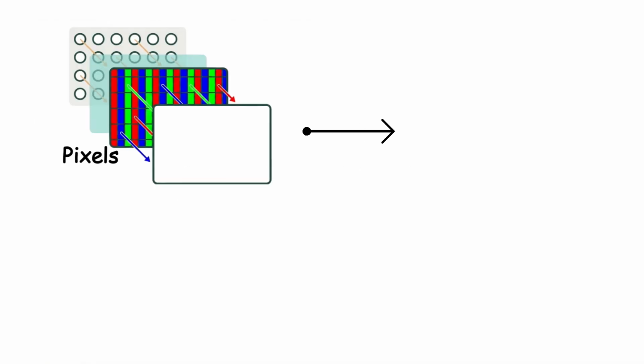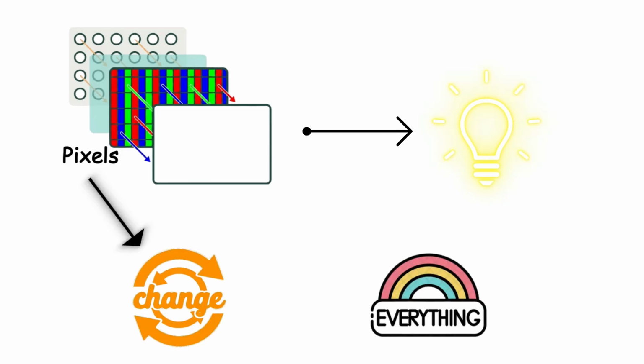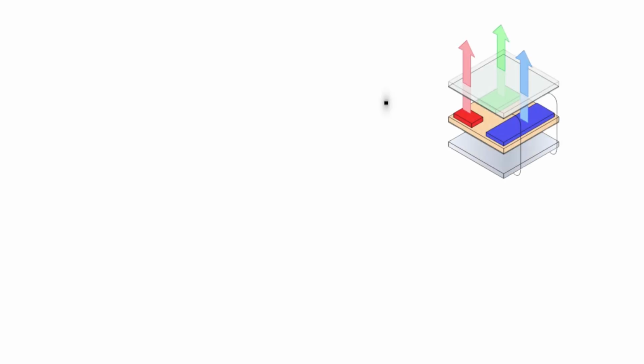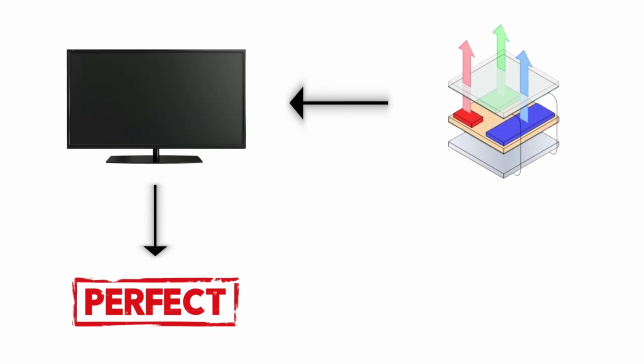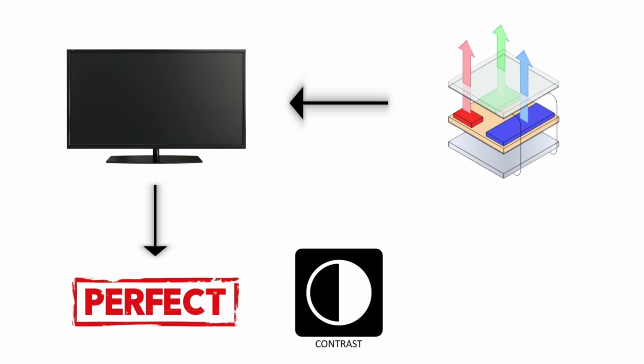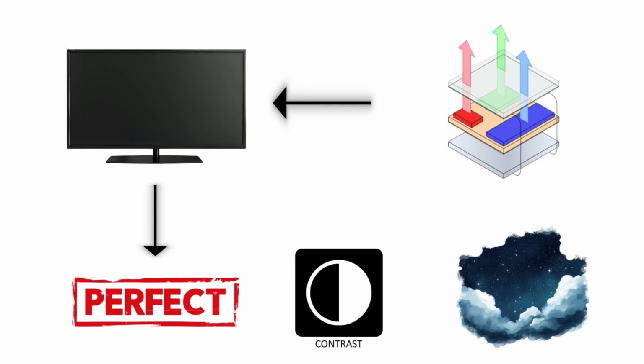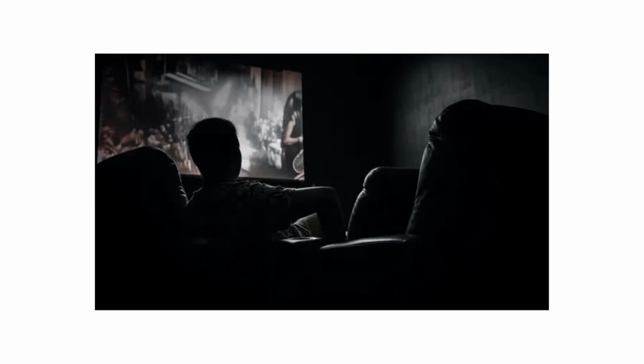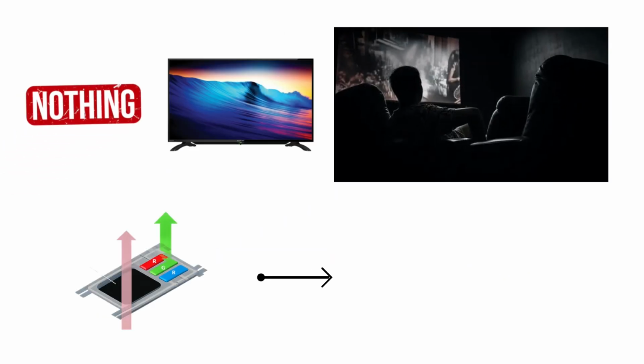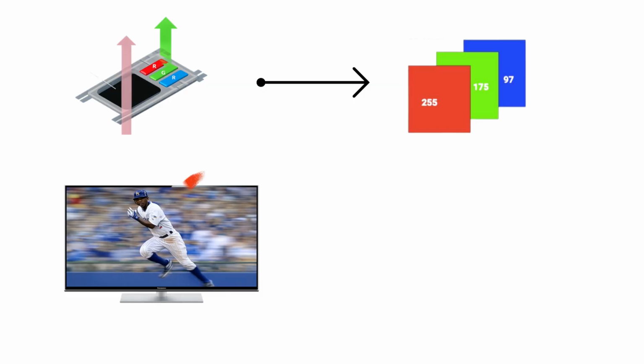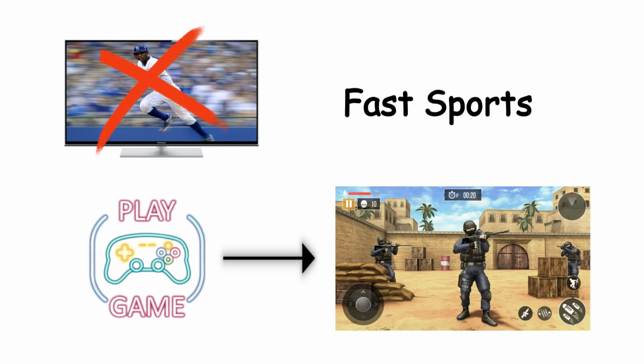OLED. It's family 1. Every pixel makes its own light, and that changes everything. When an OLED pixel turns black, it's perfectly black. So the contrast is stunning. Stars in a night sky. A dark movie scene. Nothing glows where it shouldn't. And because each pixel switches instantly, there's virtually no motion blur. Fast sports and games look razor sharp.